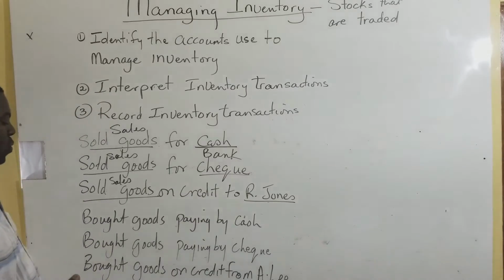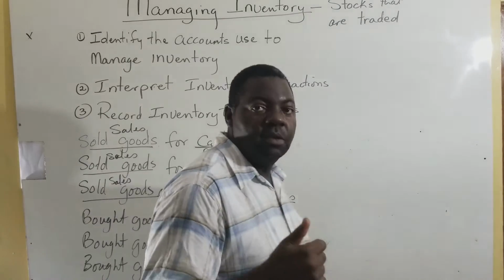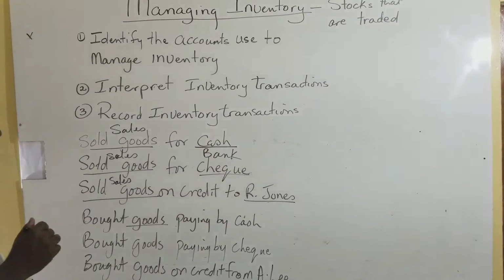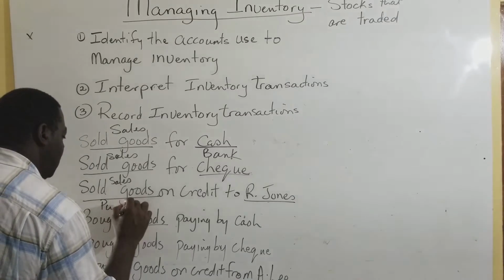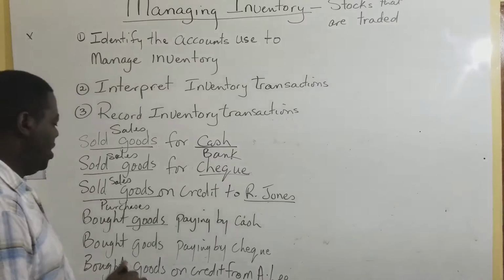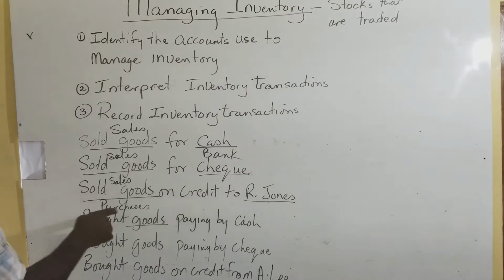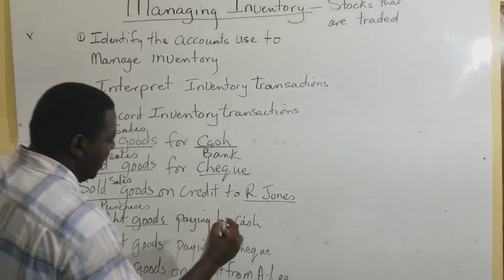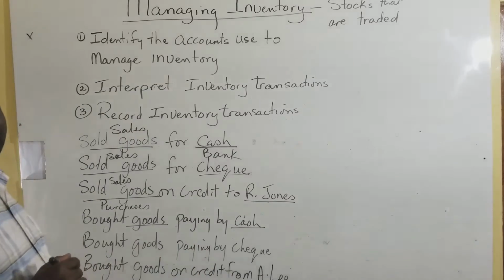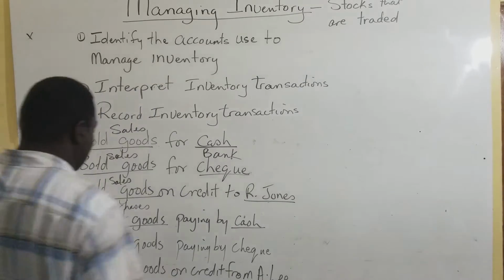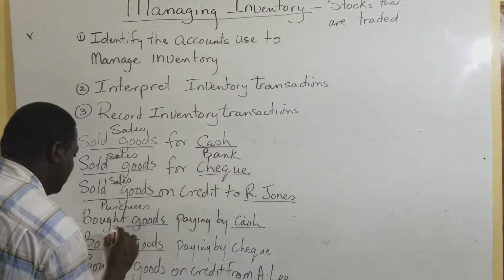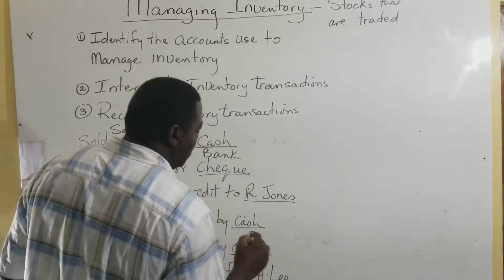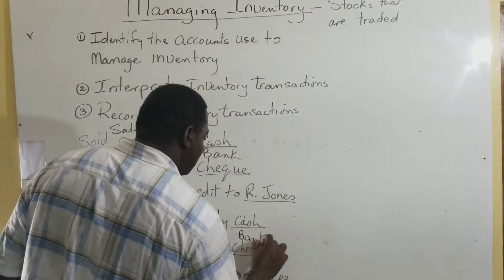Now, two questions. One, what are we buying? We're buying goods. And once we're buying goods, it is our purchases account. So we know that is the account affected, purchases account. What are we using to buy the goods? Cash. So cash is the next account affected. Let's go to the next one. So this one would be as well, purchases account. And we have check, and we know once it's check, it is bank.